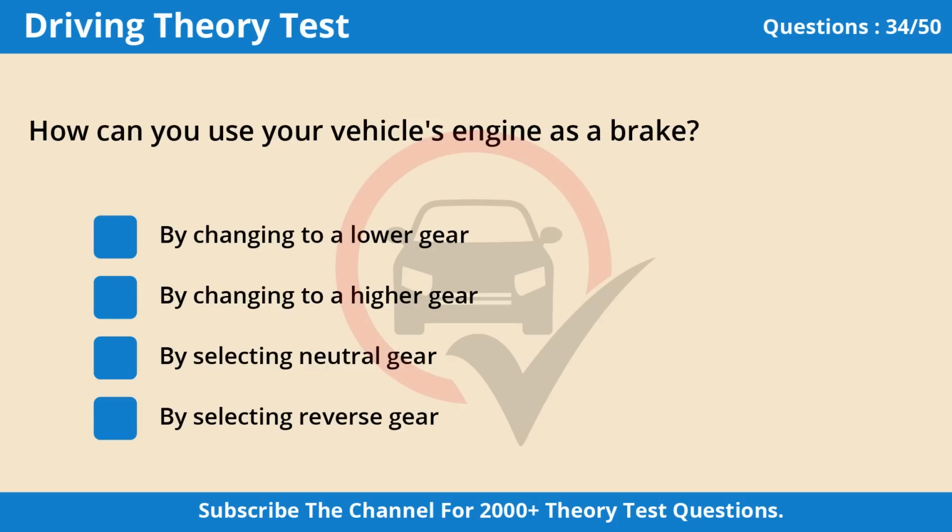Question 34. How can you use your vehicle's engine as a brake? A. By changing to a lower gear. B. By changing to a higher gear. C. By selecting neutral gear. D. By selecting reverse gear.